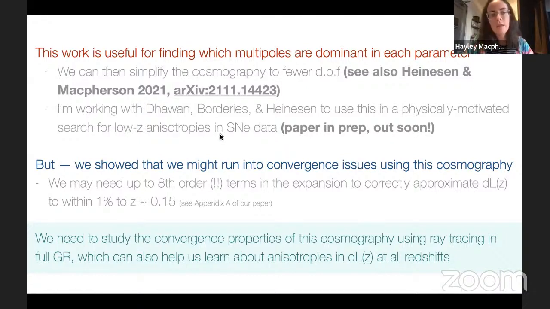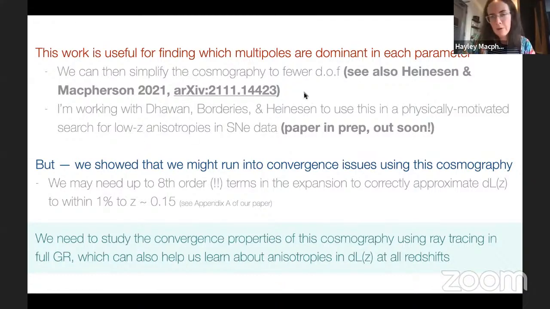And so I'm using this result in a paper with Suhail Dahwan and Asta and a summer student of hers to do a physically motivated search for low redshift anisotropies in supernova data. So keep an eye out for this paper. It should be coming out soon.